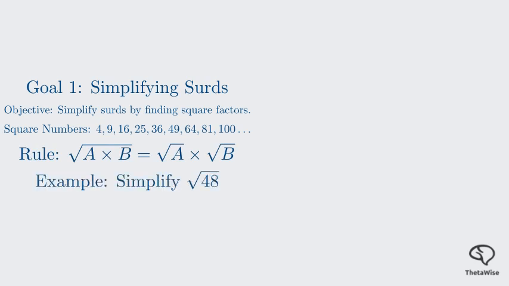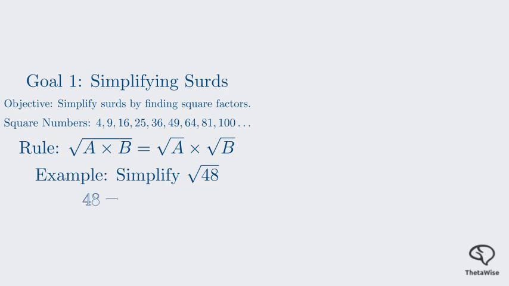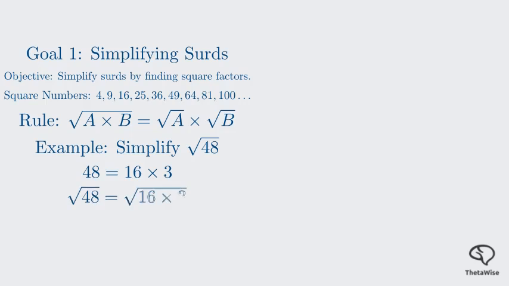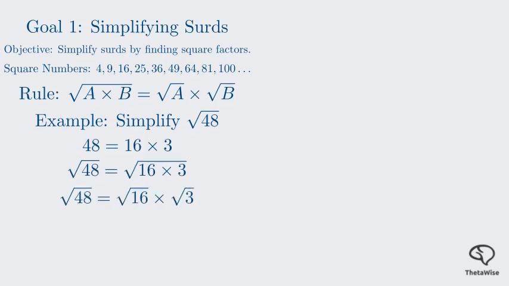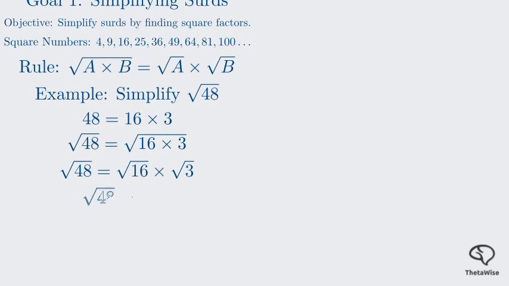Let's simplify the square root of 48. We need the largest square factor of 48. 16 is a square number, and it goes into 48 3 times. So, we can rewrite this as the square root of 16 times 3. Using our rule, this becomes the square root of 16 multiplied by the square root of 3. Since the square root of 16 is exactly 4, our simplified answer is 4 root 3.